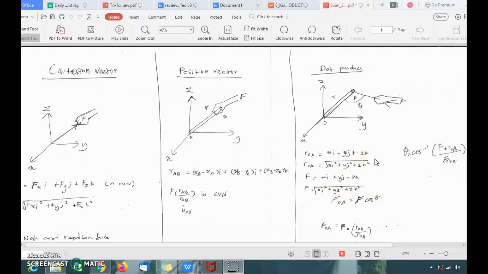If you do the dot product, other than the dot product there is also the cross product. This is the way you multiply between two vectors. If you do the dot product, you can get the angle between the two vectors, and the scalar magnitude of both vectors, F and R.